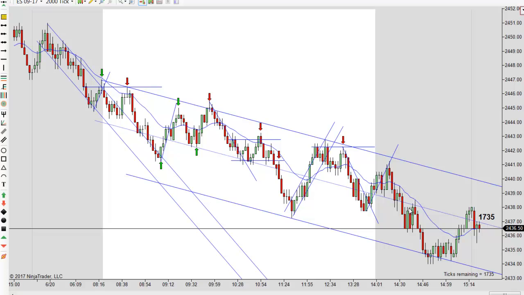And then you got your channel going lower. But you should have known this trend line was valid on this third touch about right here. So that was by 10 o'clock.